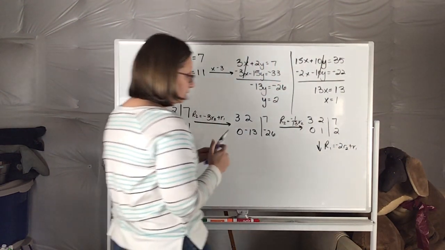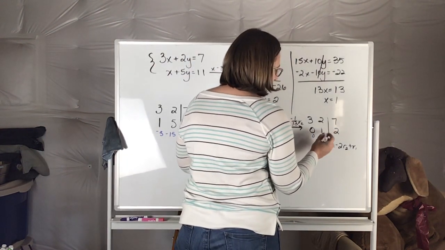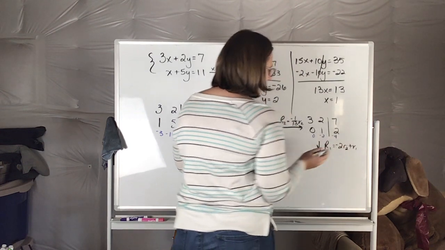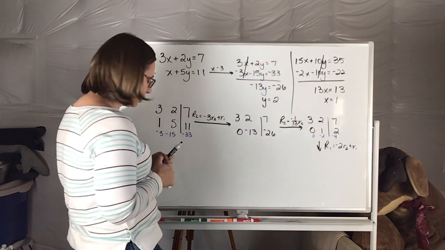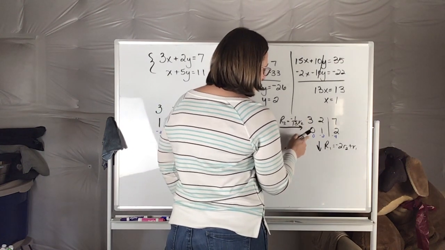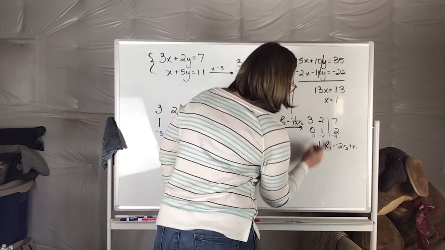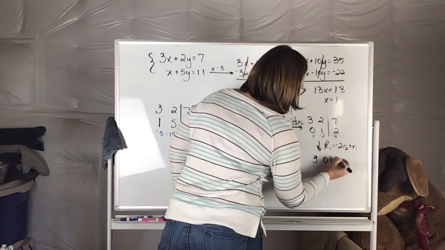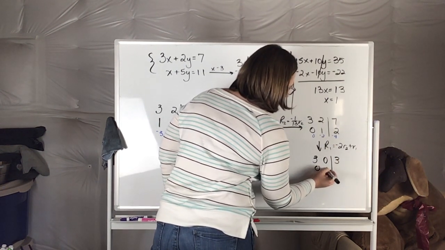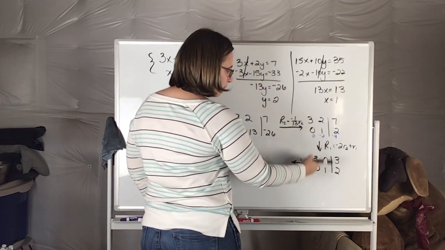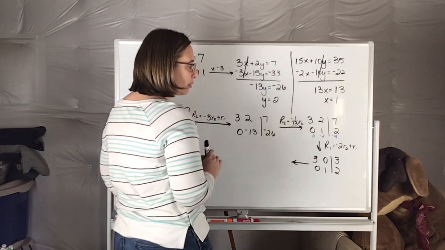So -2 times 0 is 0. -2 times 1 is -2. -2 times 2 is -4. It's my placeholder for the -2 row 2. So adding those together, 3 plus 0 is 3. 2 plus -2 is 0. 7 plus -4 is 3. Row 2 stays the same, and that's actually easier mathematics than what I had to do up here.